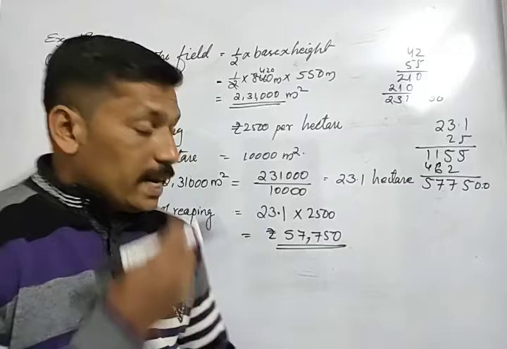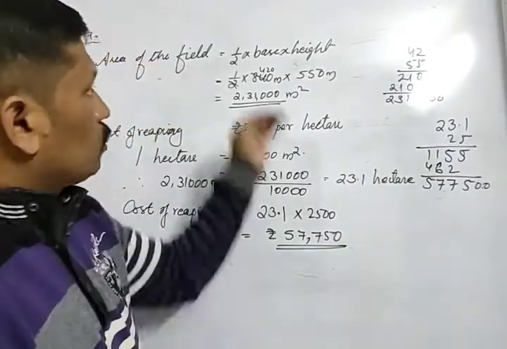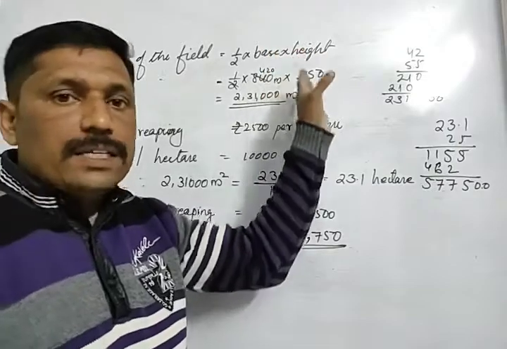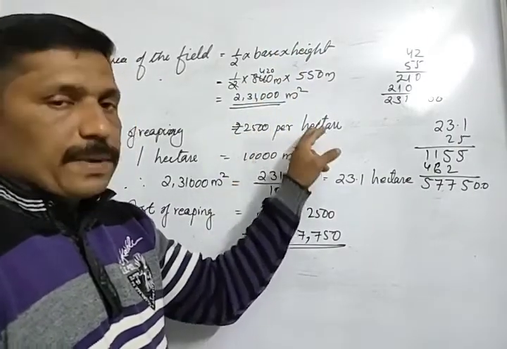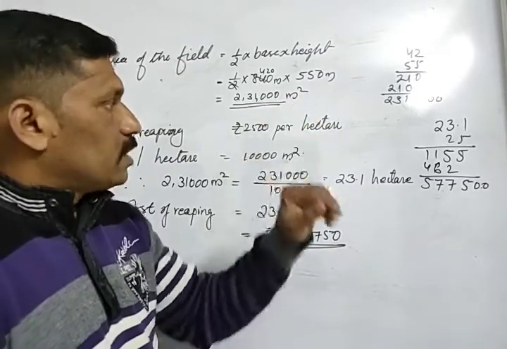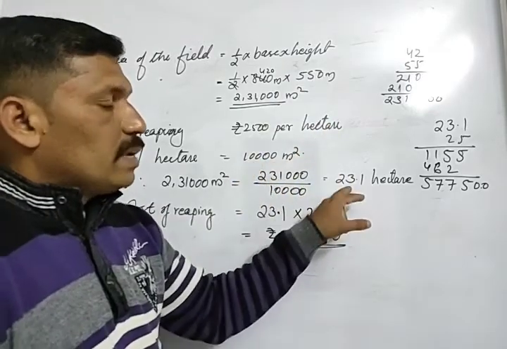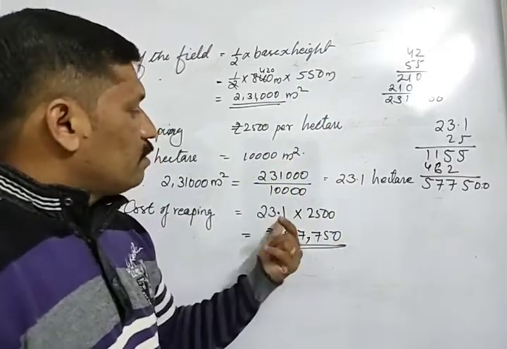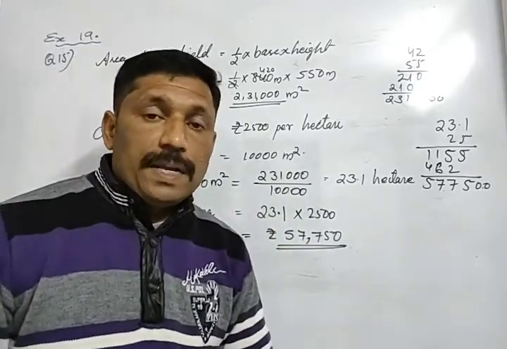57,750 rupees is needed as the cost for reaping that field. So here, students, using base and height, we found the area, and then we multiplied that with the cost per unit. But the cost per unit is in hectare, and the area is given in meter. Therefore, this meter square we changed to hectare. Then we got 23.1 hectare, and that we multiplied by the cost per unit. Then we get the total cost of reaping that field.